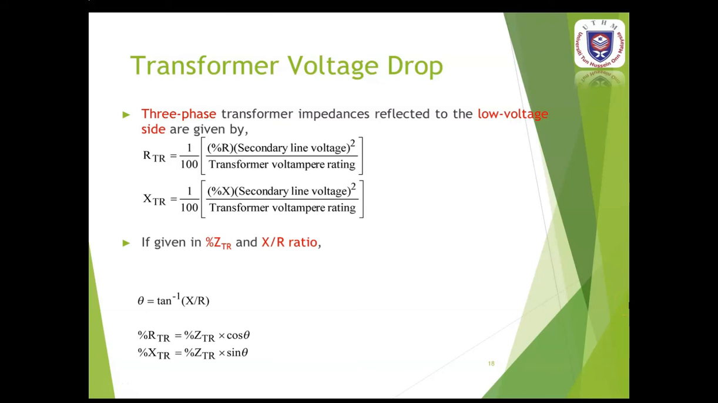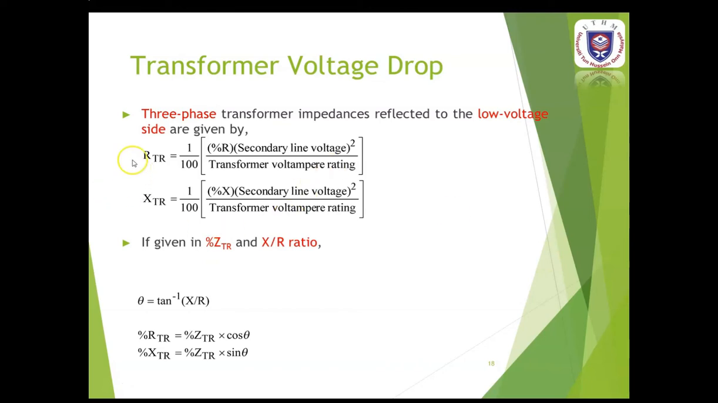Transformers also have a voltage drop. In this section, we will identify and determine how to calculate the voltage drop for the transformer. Three-phase transformer impedances are the elements that we have to identify first before we calculate the voltage drop. These impedances reflected to the low voltage side are given by these two equations.